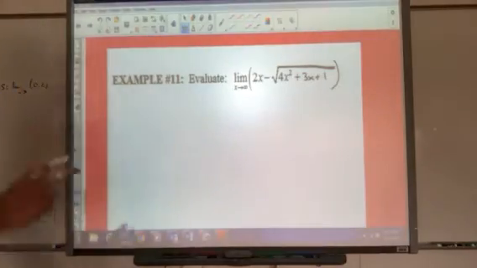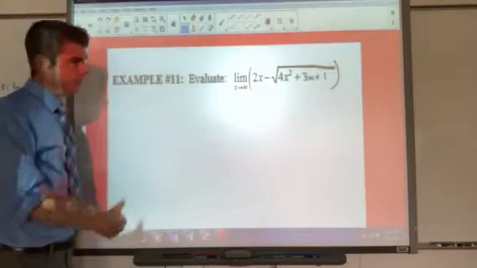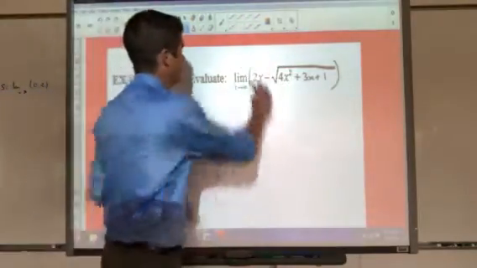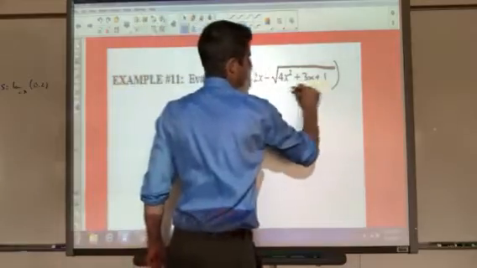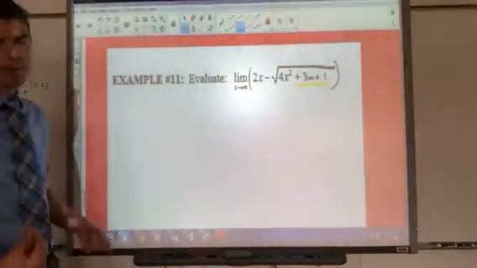Okay, so I want to look at this last example, and I realized I had a typo in it, so I had to cut the last clip. So we're starting with example 11, and if you could do me a favor and fix your workbook, that's the function you have, 4x squared plus 3x plus 1.